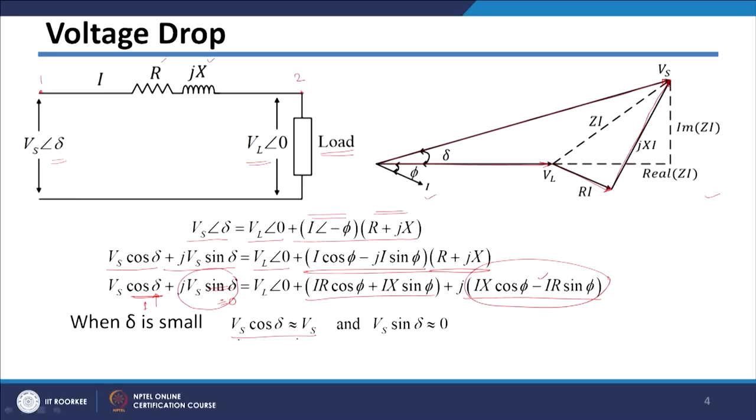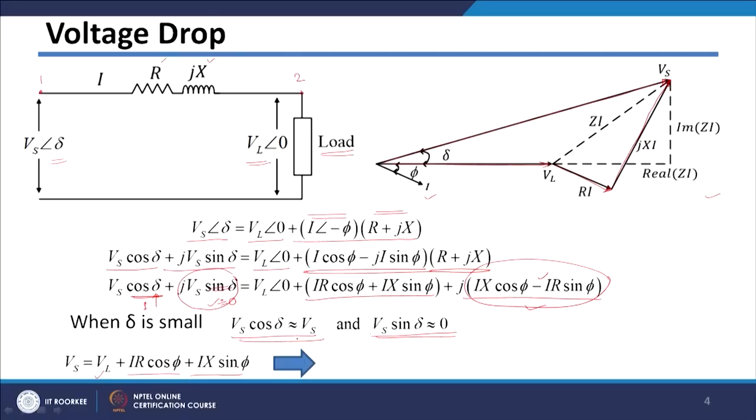So, therefore, in case of small delta, we can say Vs cos delta will be approximately equal to Vs, and then Vs sin delta will be approximately equal to 0, where these imaginary components are negligible. In that case, your Vs will be equal to VL, which has only a real part, plus IR cos phi plus IX sin phi.